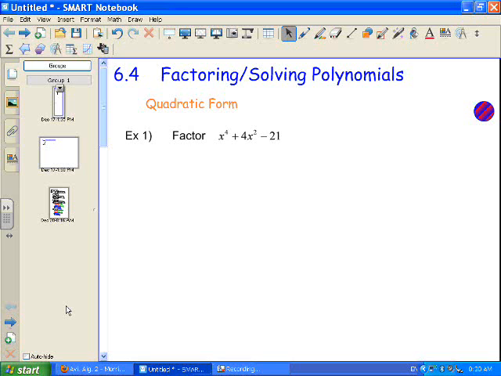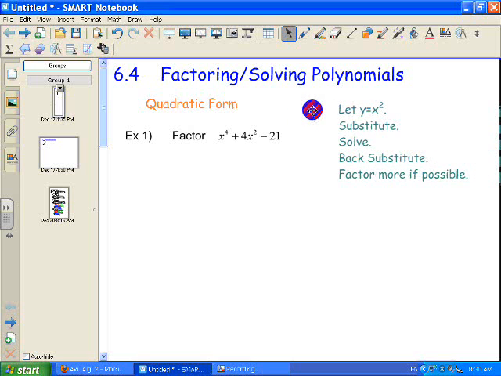But if you have 3 terms and you recognize it as a quadratic form, right, you can try this, right? And this is what I always did in Algebra 2. I still do them this way just because it's easier for me to look at. So instead of having an x to the 4th here, I'm going to let y equal x squared and substitute y's in to make it a little bit easier.